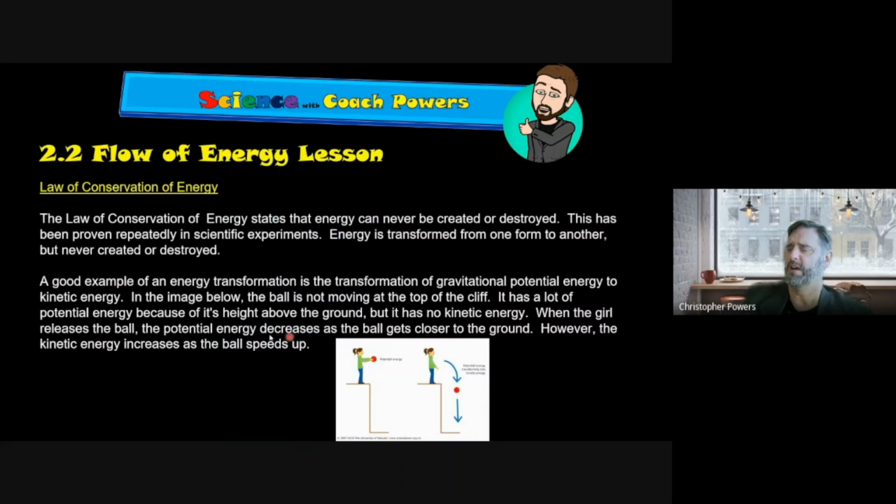All right, so law of conservation of energy. This is what we talked about. If you talk about hypothesis versus theory versus law, the law of conservation of energy states that energy can never be created nor destroyed. Well, wait.